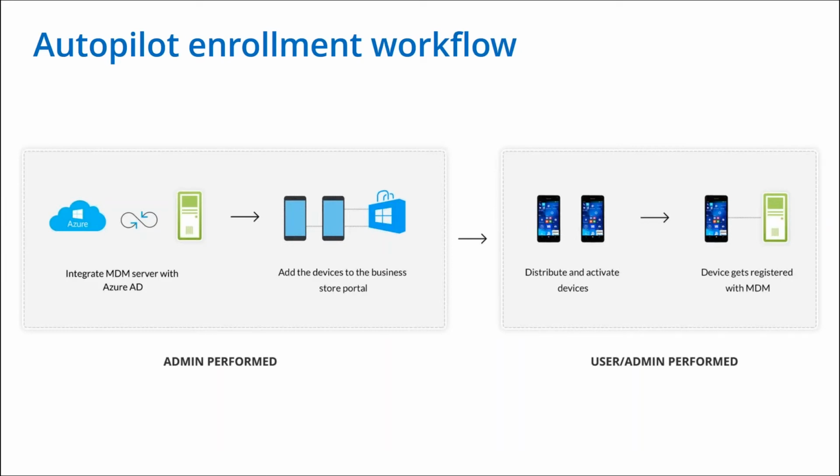First, you have to integrate your MDM server with Azure Active Directory. It could be a Desktop Central MDM or a standalone MDM or MDM cloud. You just need to integrate that with your Azure Active Directory. Once done, you can add the devices to the Business Store portal. Then after, distribute and activate the MDM profile on your devices. So this is the workflow for adding your Windows laptops using Azure enrollment.